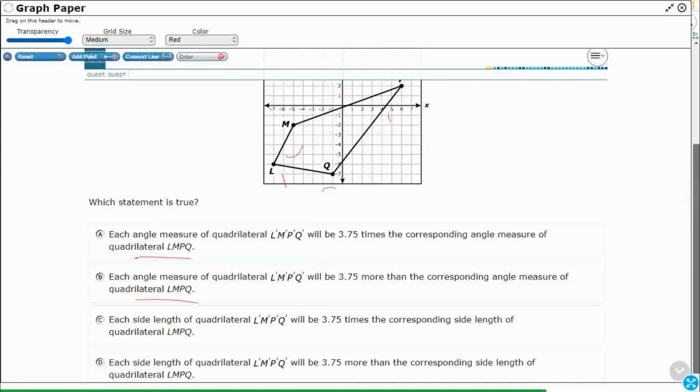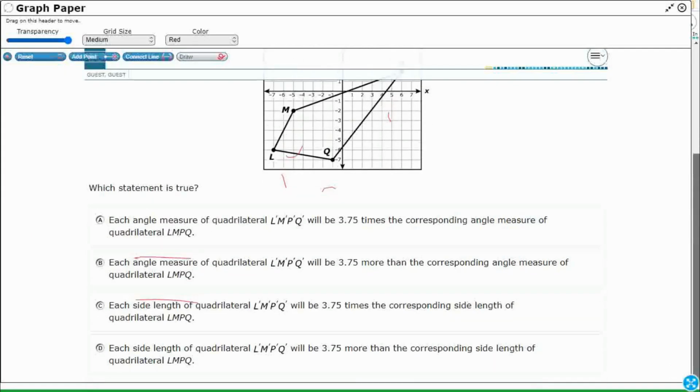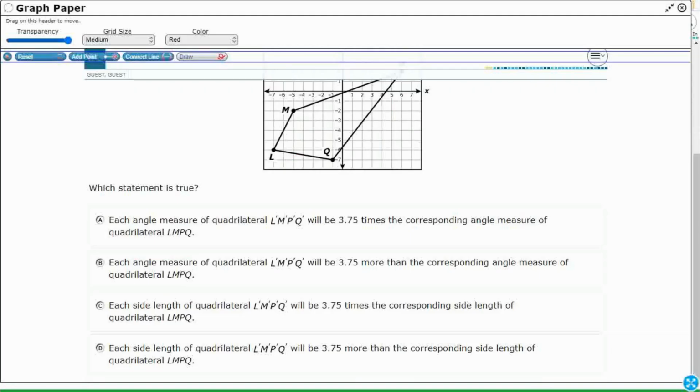So we're not even going to look at A or B. Let's look at C or D, right? And you see it's 3.75. Everything is 3.75. So the trick here is, are we looking at the angle measure or the side length? We're not looking at the angle measure. What we did is we increased the side length.